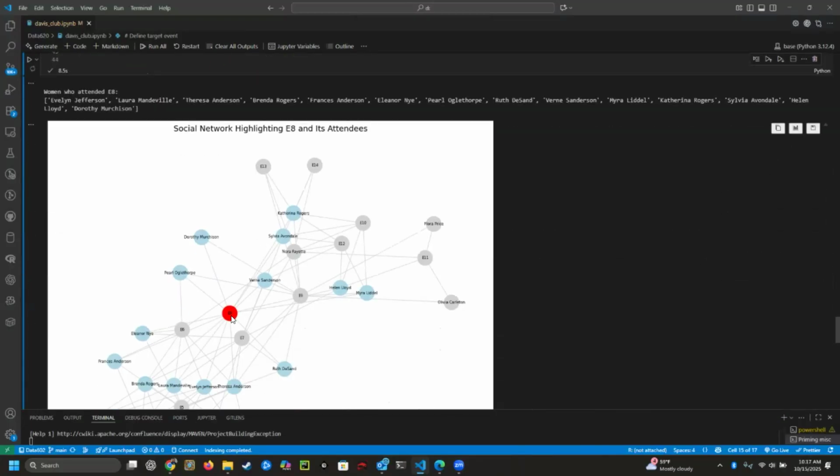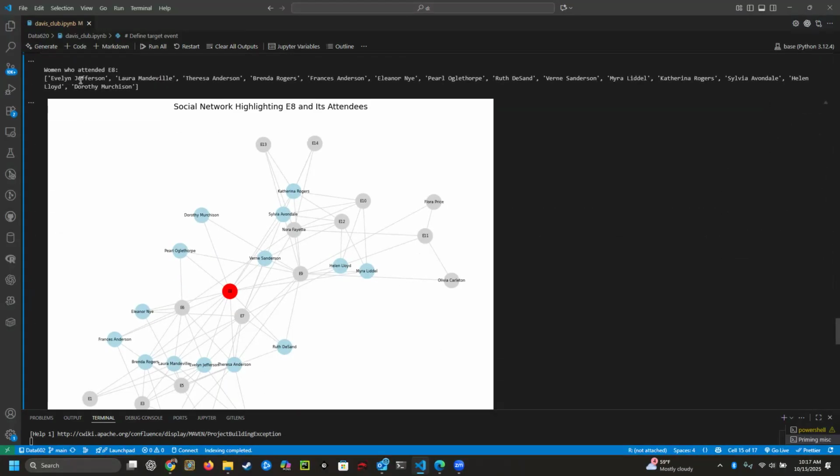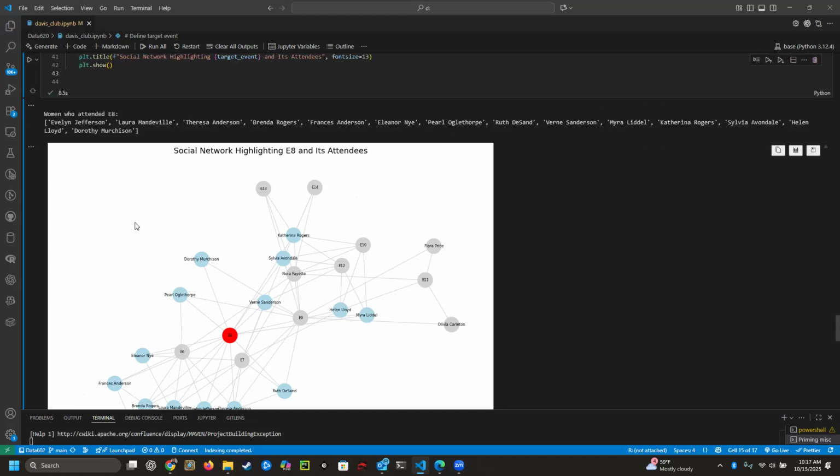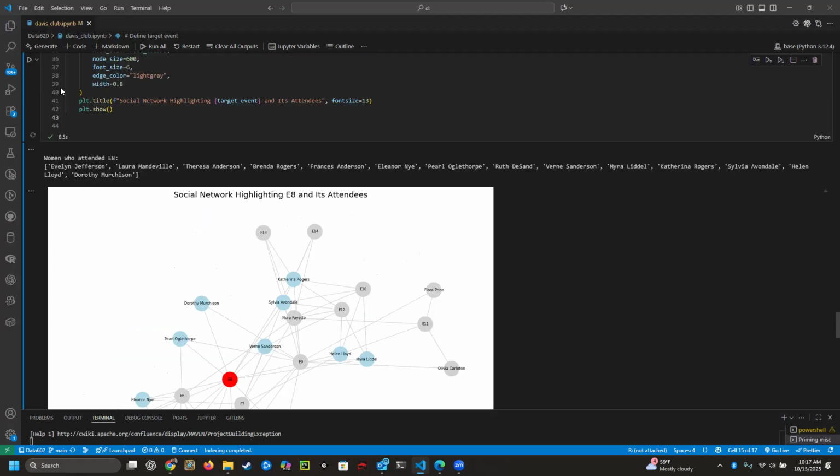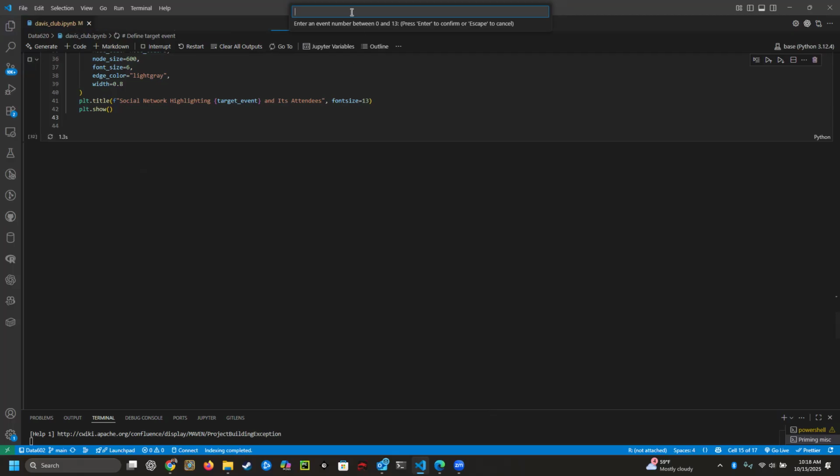So yeah, here we go, event 8, which is what we wanted. And then we got a print of all the women who attended that event. And if I remember correctly, I think there were 14 women who attended this. And then we see all the ones that attended in blue, right? And then we could easily change that by running it again. And this time, I think event 10 had only 2 women that attended, or 3.